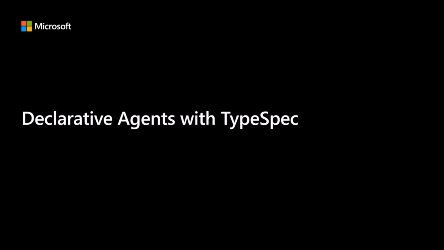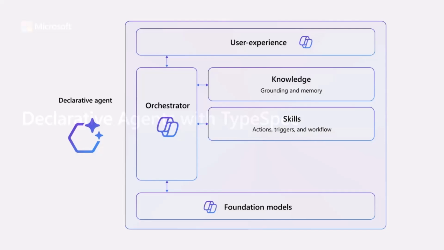Today, we want to focus on the declarative agents. So we want to rely on TypeSpec, and we want to learn what TypeSpec is and how we can use it to create a declarative agent. And first of all, let me clarify what a declarative agent is.